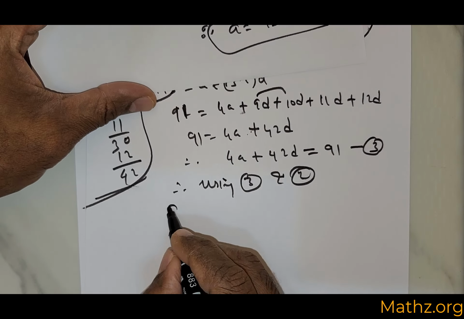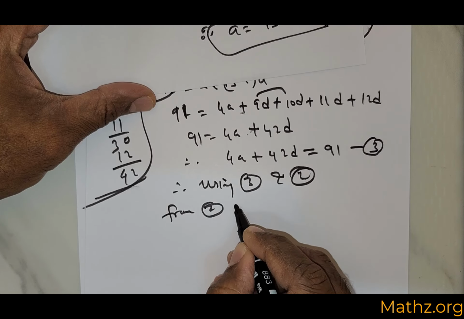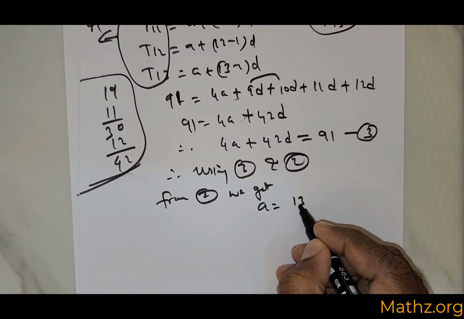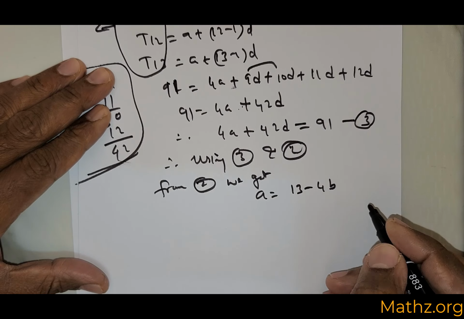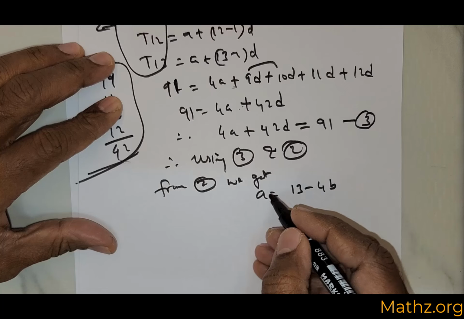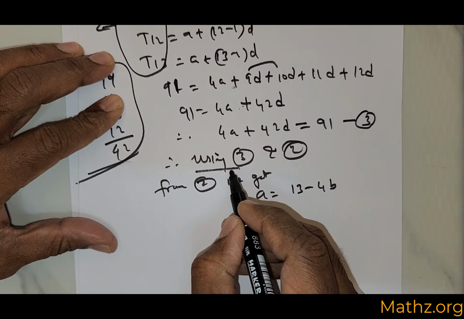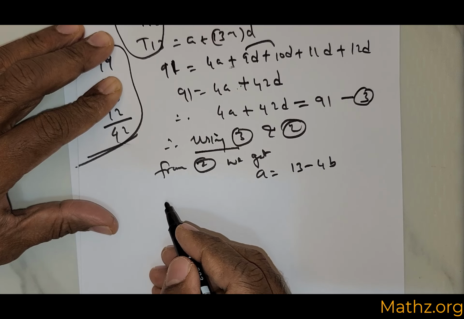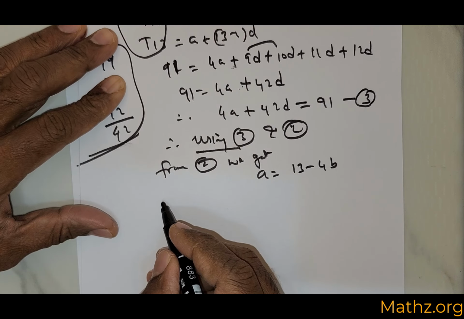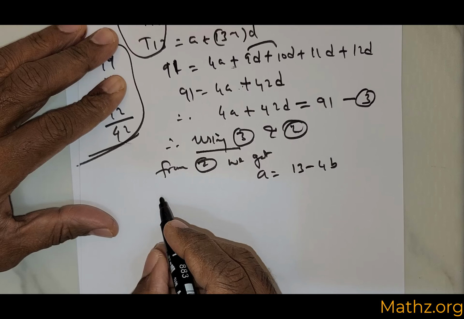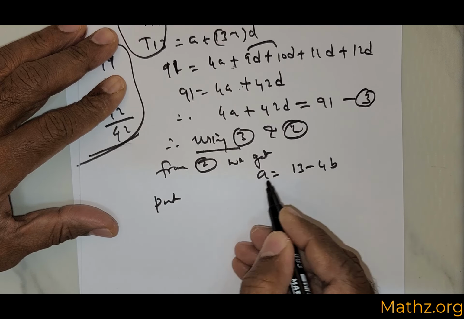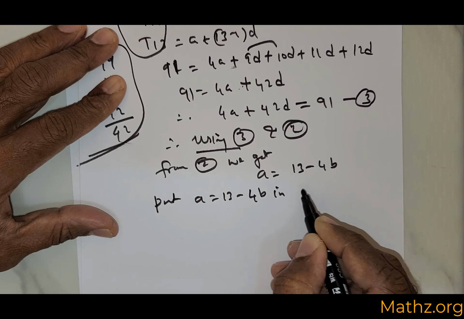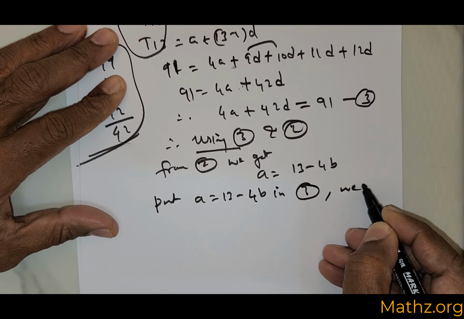So from 2, I'm going to write that. From 2 we got, what we got? A is equal to 13 minus 4d. So I'm going to be using this. I've already mentioned this, using 3 and 2. And just to get a better clarity, I would say put a is equal to 13 minus 4d in 3 we get.